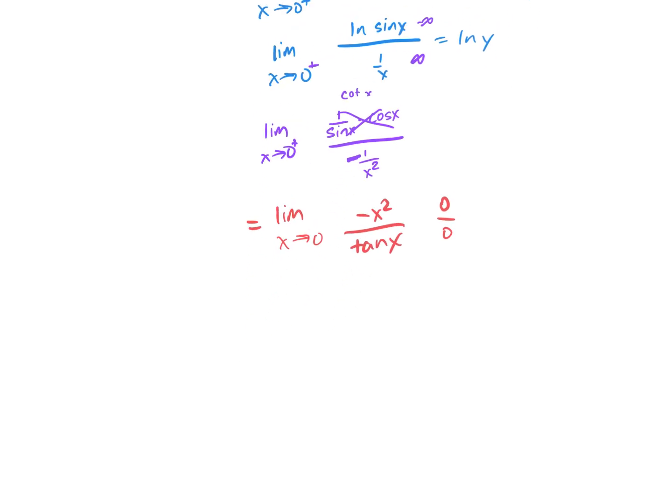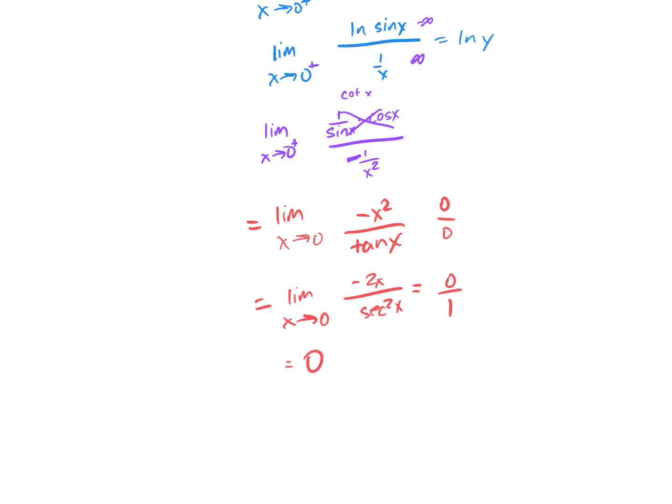I know, this feels icky. I promise we're almost done. Is this a L'Hopital's form? Yes. What is the derivative of negative x squared? Negative 2x. Derivative of tangent. If I plug in here, 0 on top. Secant squared of 0. To find that, we might want to think of what is cosine of 0. 1. So secant squared is the reciprocal of that, 1. So this is 0.